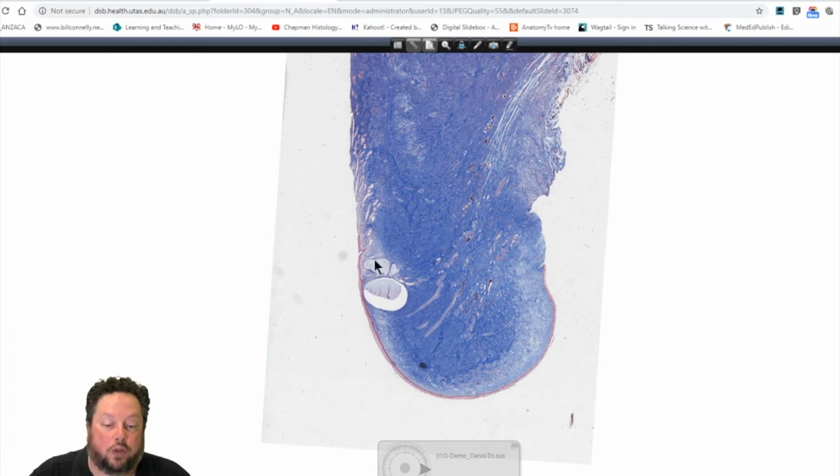Here we've got some of those Nabothian cysts or Nabothian follicles, or cervical cysts or follicles. So we've got our junction here. So this is our transformation zone. This will be part of the external os. So this is the ectocervix, and then eventually that would become continuous with the vagina. So the vagina would be out here.